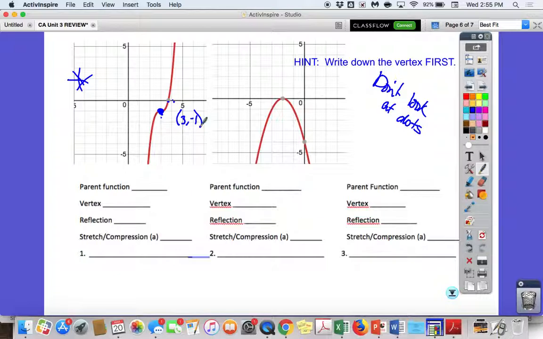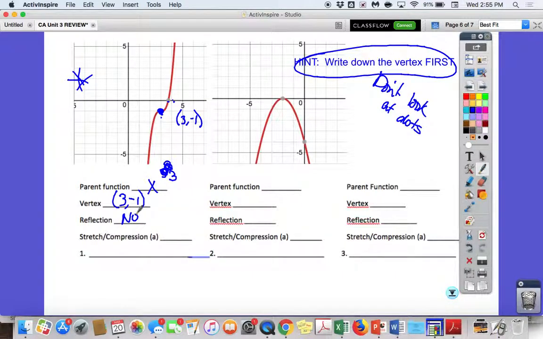See, once again, I'm writing down my vertex. Okay? My parent function is x cubed. My vertex, that's an ugly 3. Okay, cube. All right, so that's 3 and -1. Is it reflected? No. So that's just yes, no question.